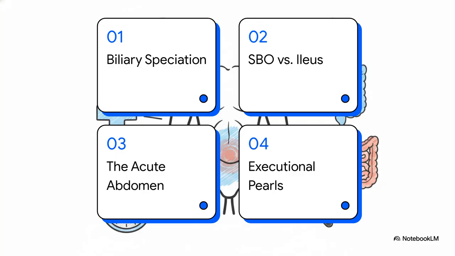To get there, here is our clinical framework. We're moving top-down today, starting with biliary speciation. Then, differentiating small bowel obstructions from paralytic ileus. Next, we'll discern the acute abdomen. And finally, we'll wrap up with some absolutely crucial executional pearls.